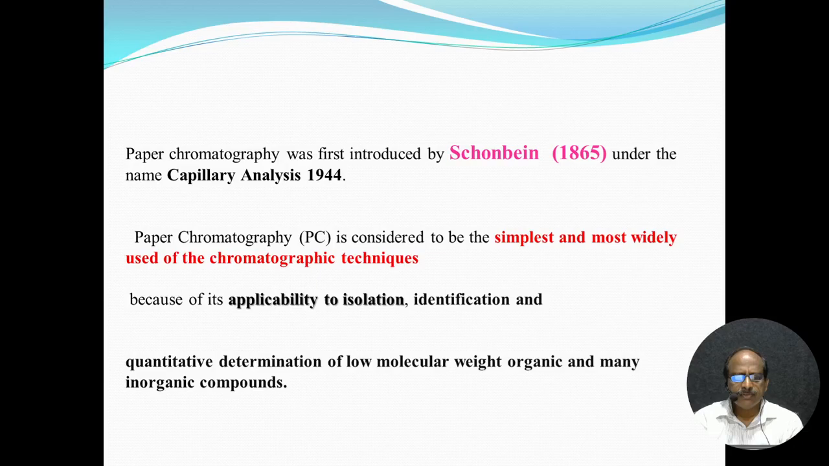Paper chromatography was first introduced by Cobian in 1865 under the name of capillary analysis. Before 1944 we called it capillary analysis; after 1944, we call it paper chromatography. This is the introductory part.